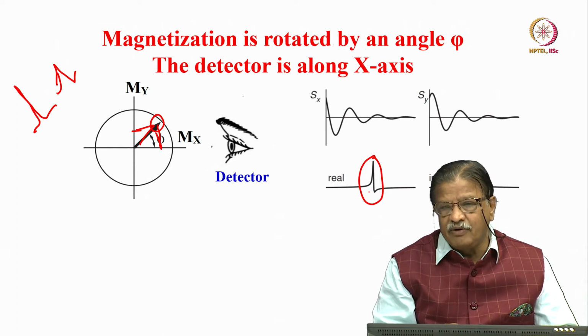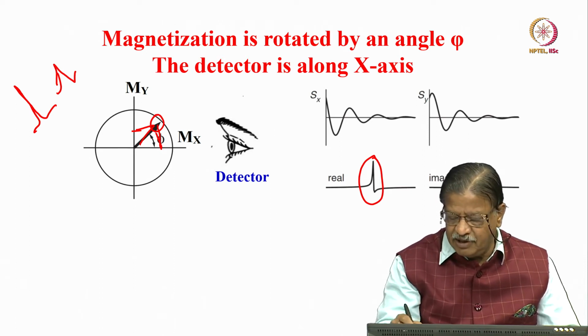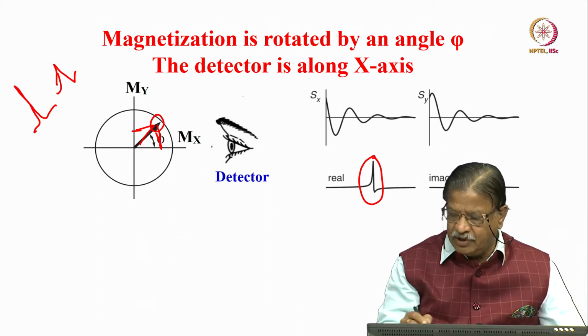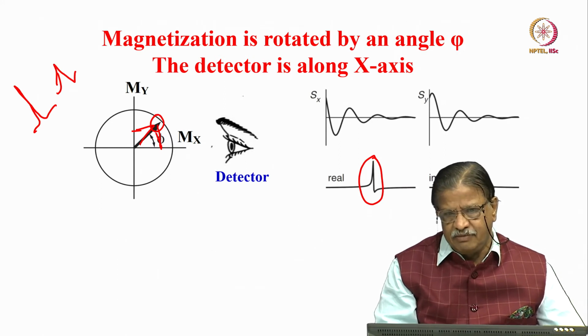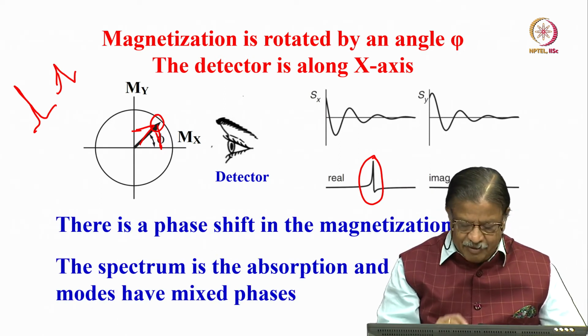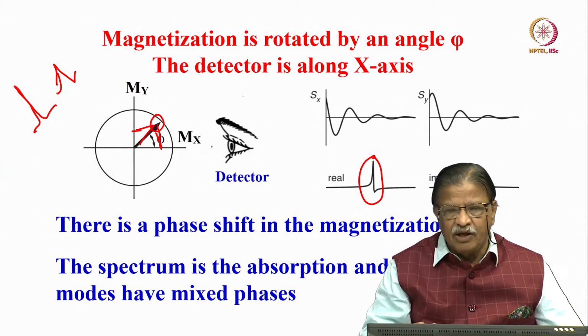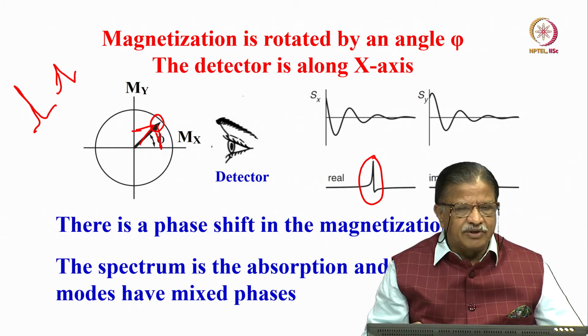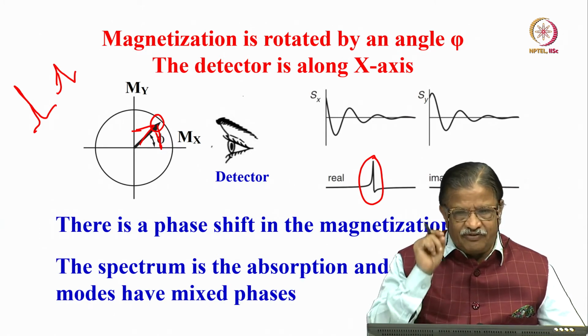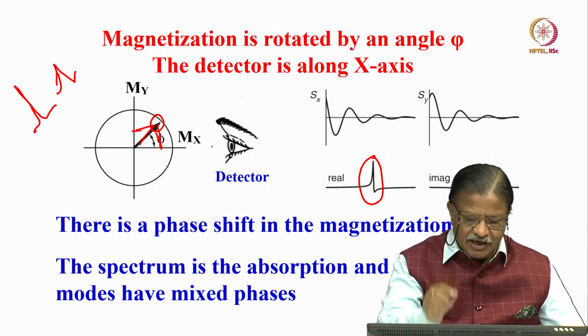It is not pure absorptive nor pure dispersive. Similarly, in the imaginary part also there is a phase distortion. This is a mixture phase. So, this is what happens when you apply a pulse at any other angle other than the 90 degree, you will have a mixture of components from real and imaginary. The phase is not pure phase, it is mixture phase.